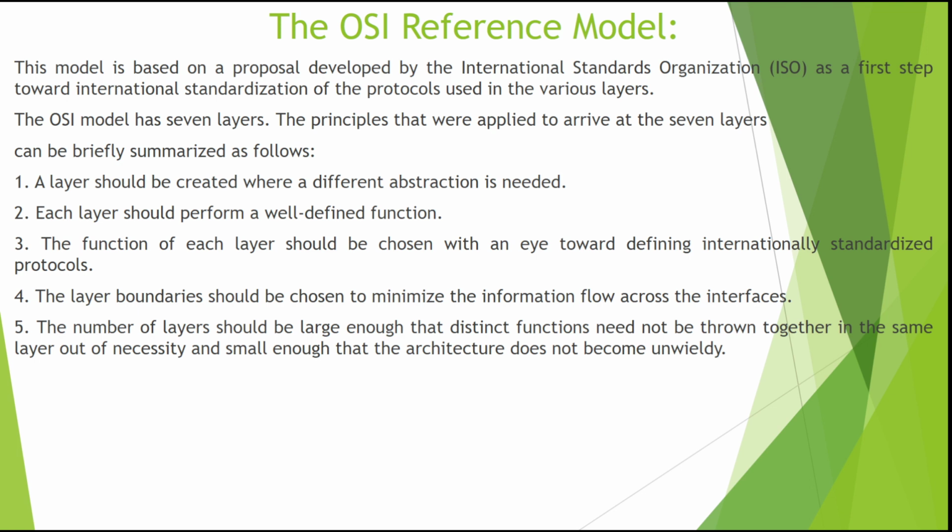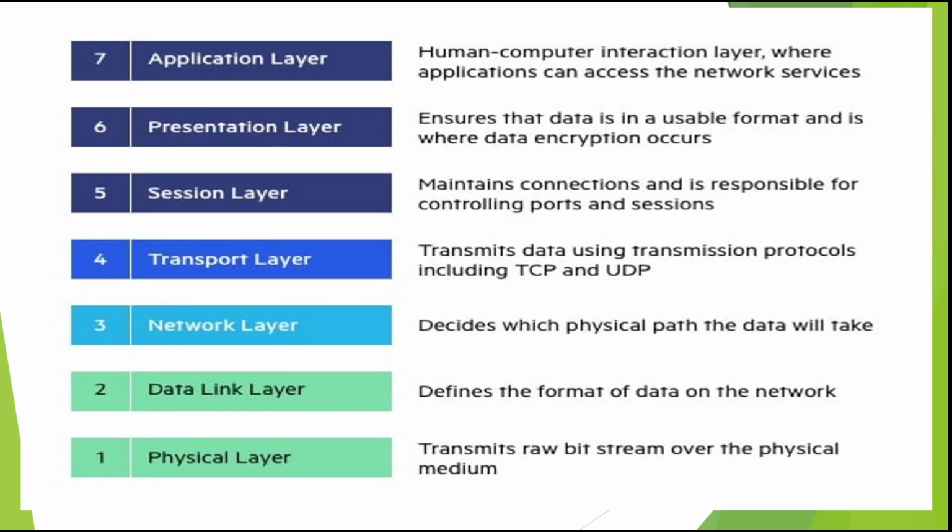The number of layers should be large enough that distinct functions need not be thrown together in the same layer. So they are expressed, made bigger, such that each can be distinctive and can have its own information that it can do. So these are the 7 layers that we have. There's the application layer, which is the topmost layer, we have a presentation layer, we have a session layer. Now we come to a transport layer, we have a network layer, data link layer, physical layer.